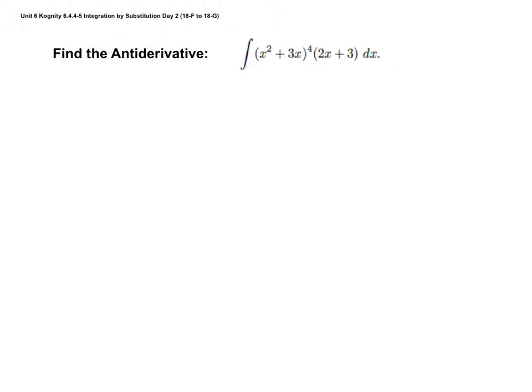Let's do another one that doesn't have a linear inner function. Here we have the integral of x squared plus 3x to the fourth times 2x plus 3 dx. So what would we call our inner function in this case? x squared plus 3x. Alright, so I'm going to make u equal the x squared plus 3x.